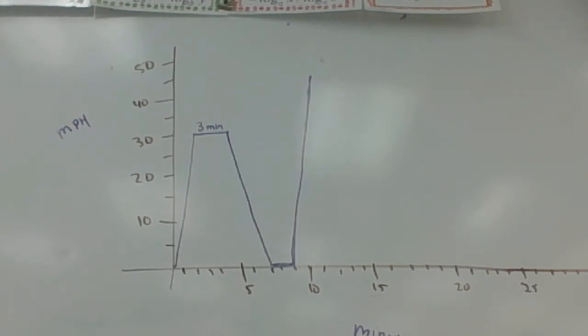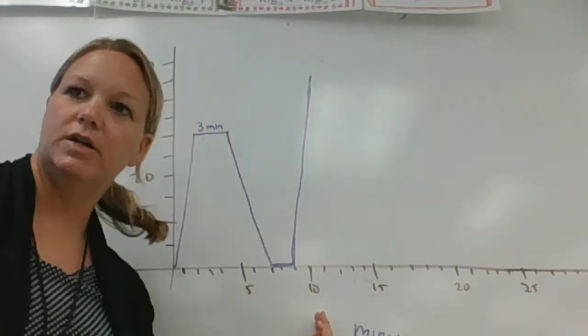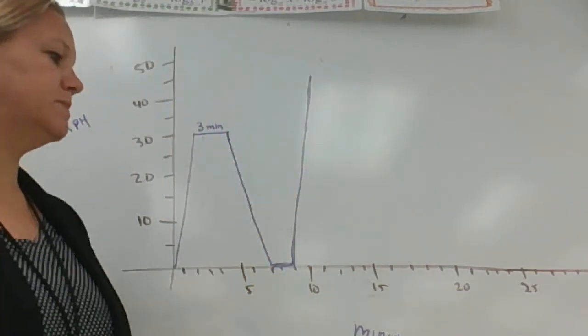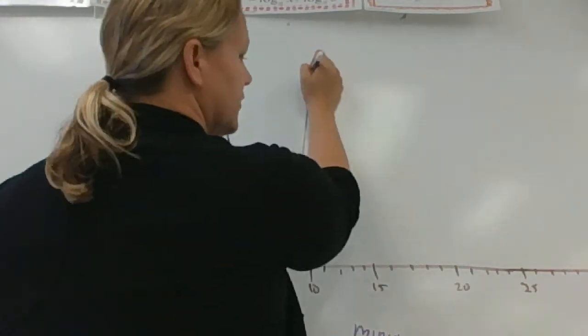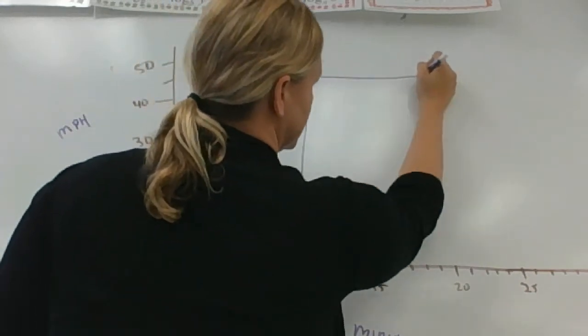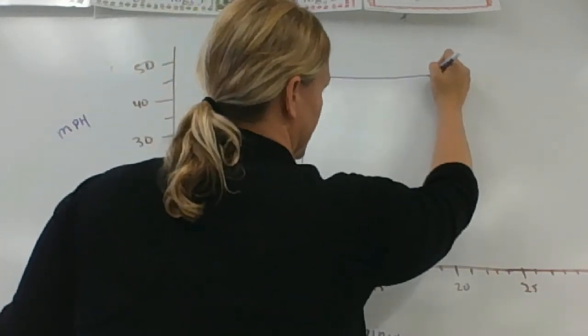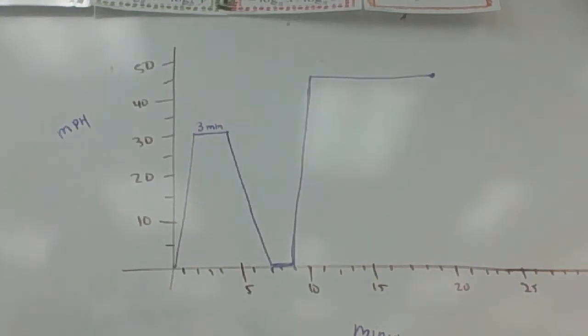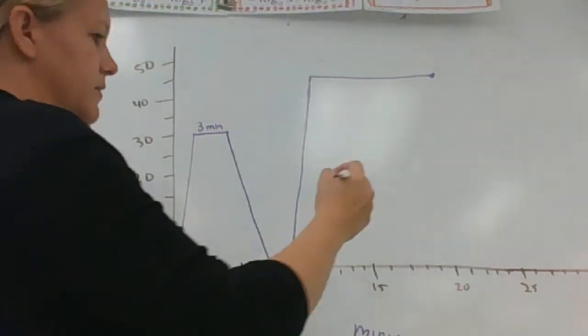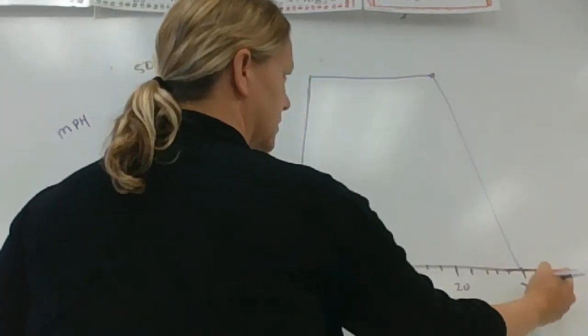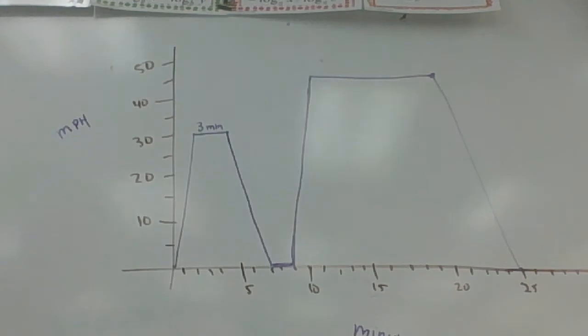It maintains the speed for 10 minutes, so it depends what time you're at. So far in my story it's been 10 minutes, so I'm going to stay at 45 up until 20 minutes. Finally, the taxi comes to a gradual stop and lets the customer out.